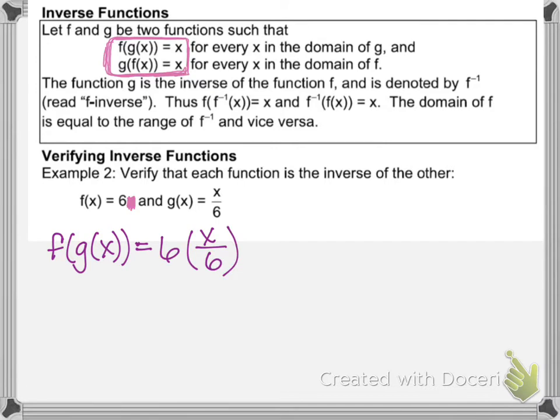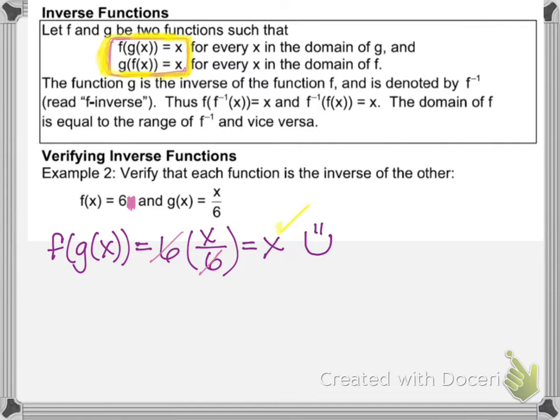Now when I multiply 6 times x over 6, the 6's are going to disappear, they cancel, and I get an x. This makes me super happy because so far it is meeting what I talked to you about upstairs, that our composition needs to always equal x. So that worked out here. Check mark. Let's go and do the next one.